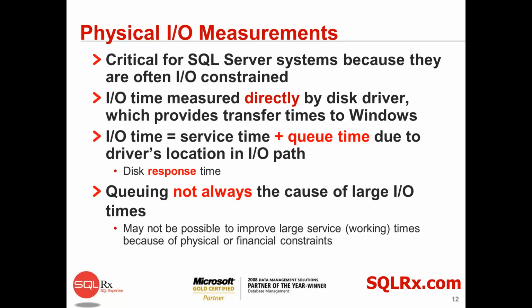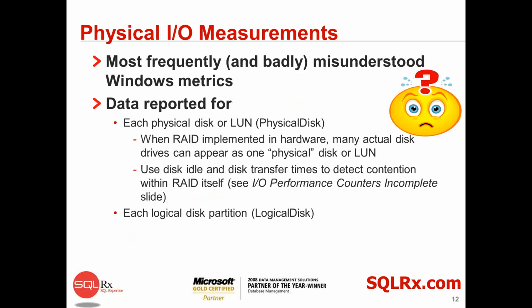Queuing is not always the cause of large I/O times. If you're doing gigantic I/Os, it can actually create a lot of headaches for you. For example, if you're streaming a lot of data back from the database, doing read-aheads, 300-400K I/O sizes are not uncommon, at least as measured by PerfMon. So, in those cases, it takes a lot of hardware to make those things perform very well.